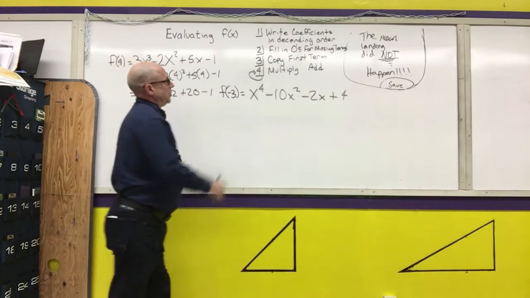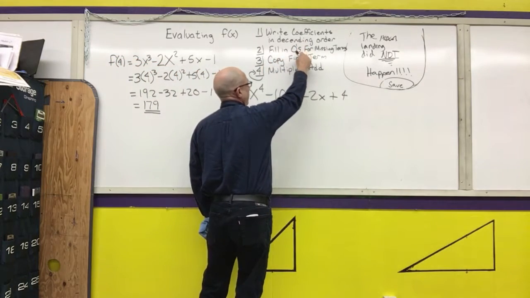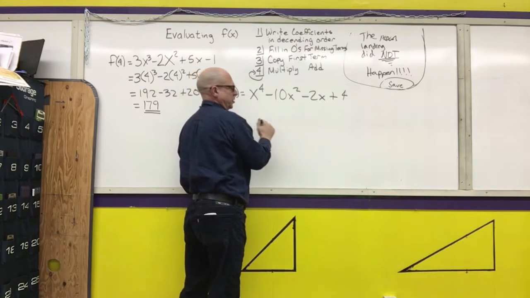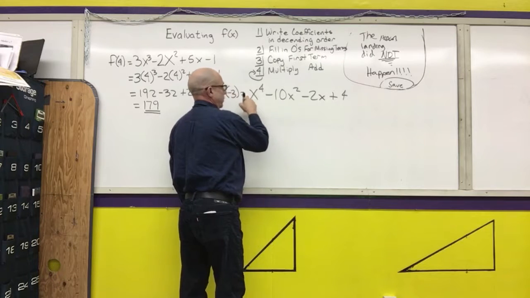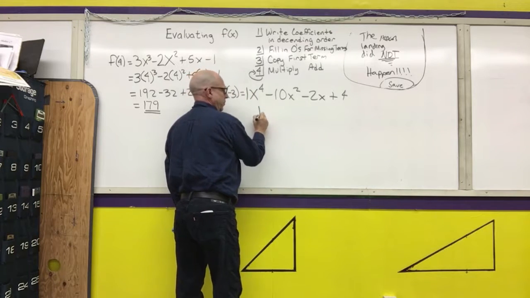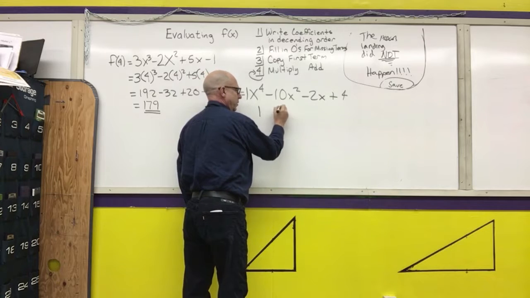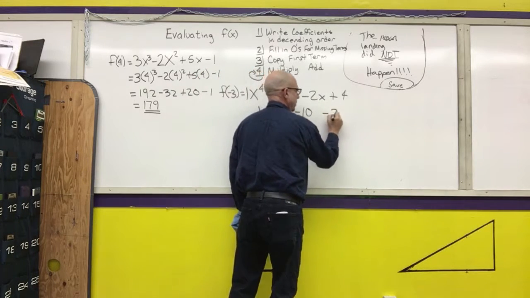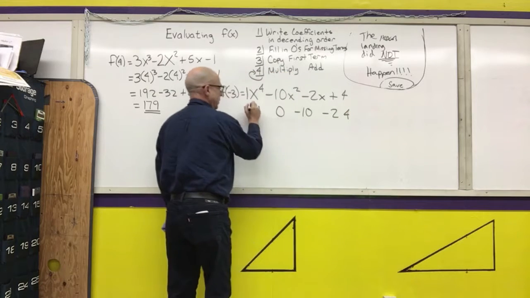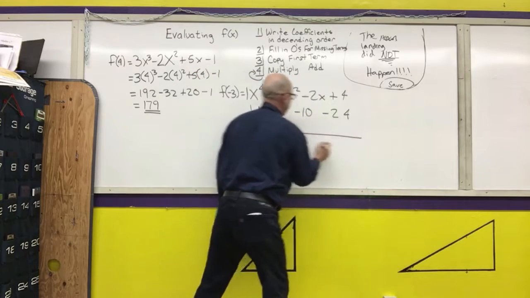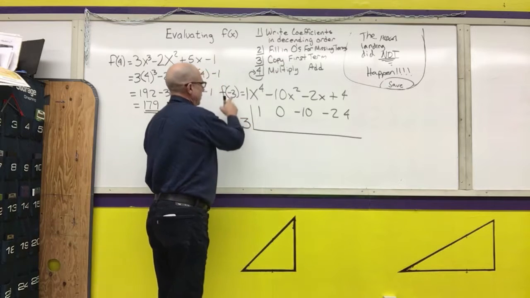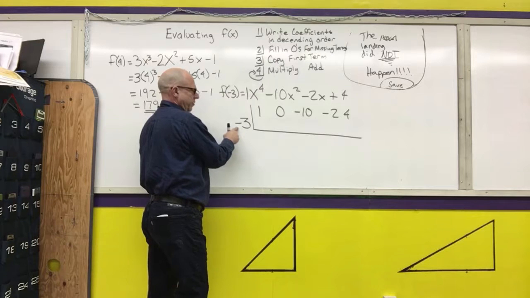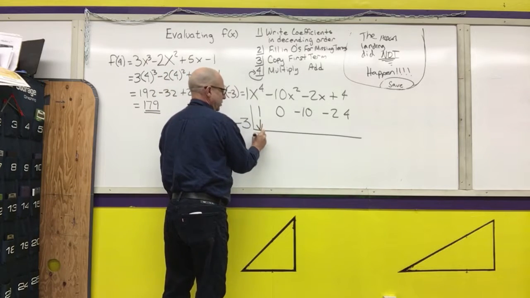So I'm going to follow my steps. Write the coefficients in descending order, putting zeros in for the missing terms. Notice I am missing the cubed term, so I have to put a 0 in there. So I'm going to write down the 1 for this term, the 0 for the cubed term, negative 10, negative 2, and a positive 4. I am evaluating when x equals negative 3, so I put the negative 3 out here. I copy the first term.